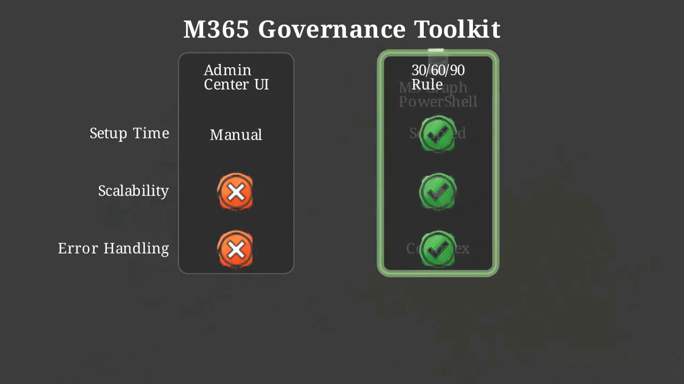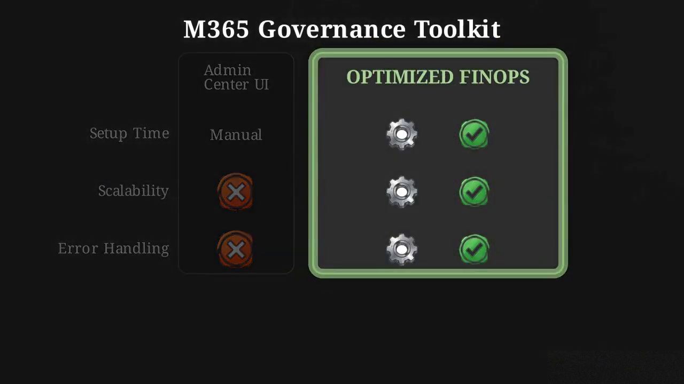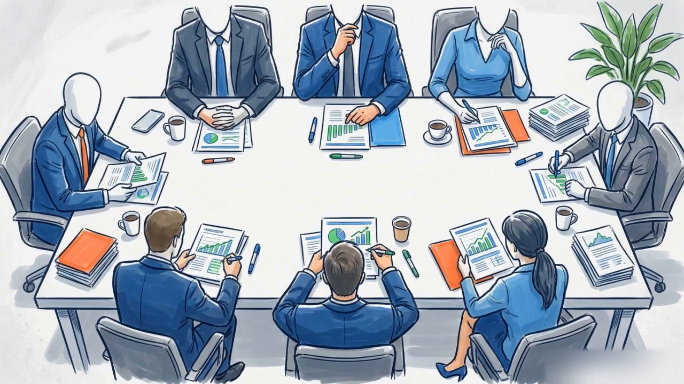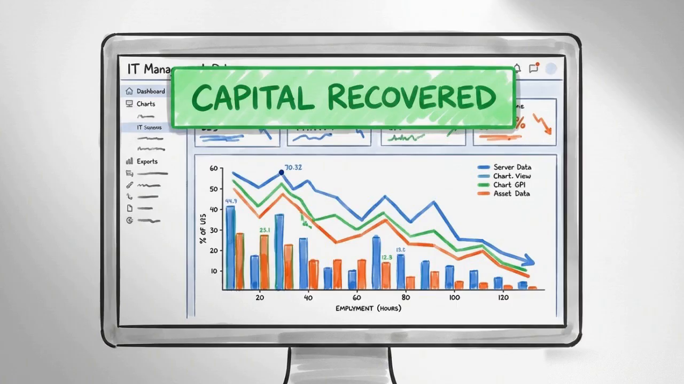True ROI is only achieved when technical PowerShell automation is guided by a strict, enforceable FinOps policy. Treat every E3 and E5 license as a significant capital allocation. If it doesn't generate a measurable return within 90 days, reclaim that capital for the business.